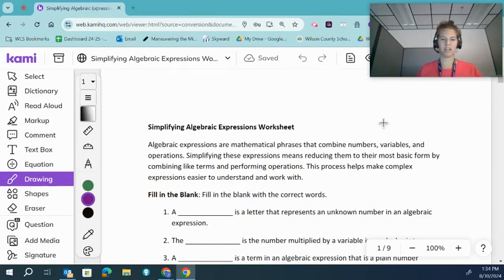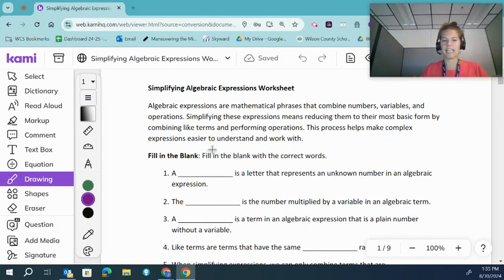Today we will be talking about algebraic expressions and how to simplify them. Before we can get into simplifying algebraic expressions, we first need to talk about a couple different vocab words that are extremely important. Okay, so first is a variable. A variable is a letter that represents an unknown number.